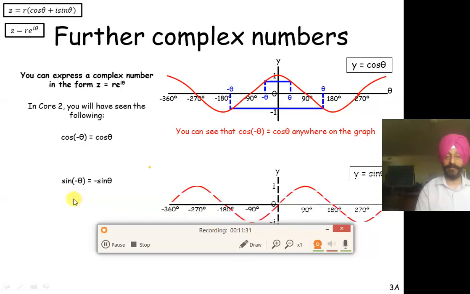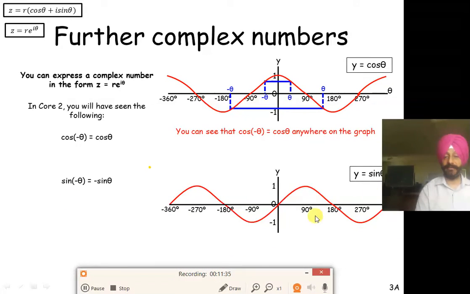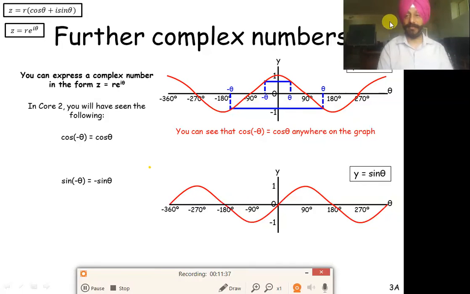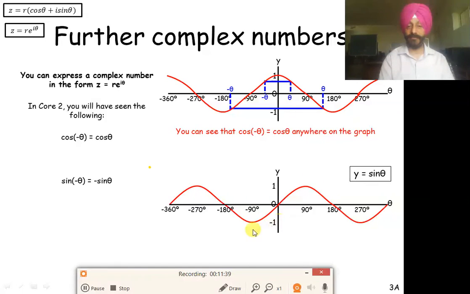And similarly, what is sin(-θ)? Just see sin(-θ). So sin(-θ) is equal to minus sin θ. This is θ.